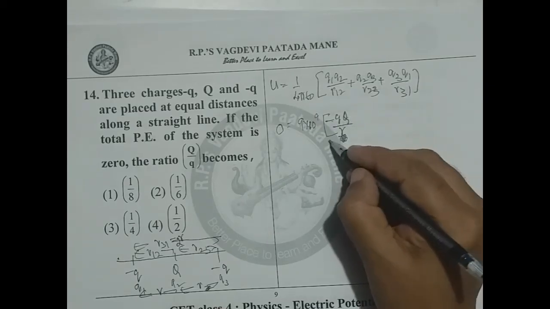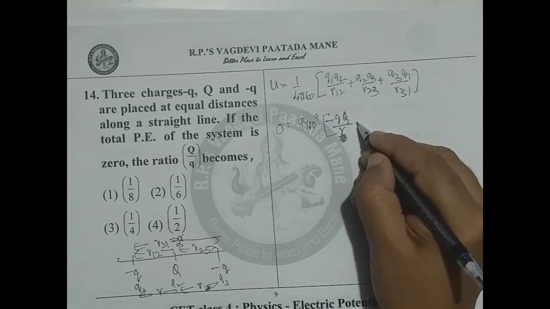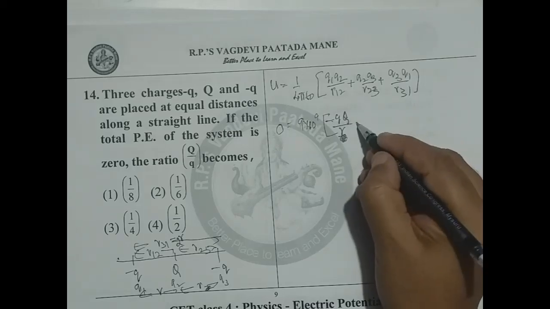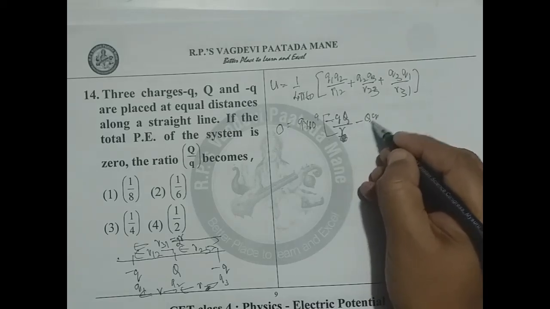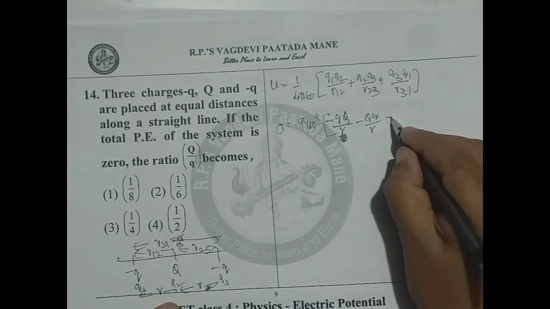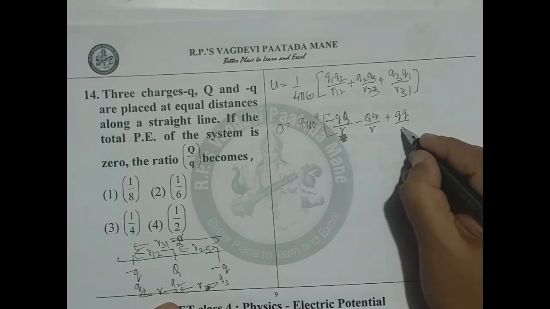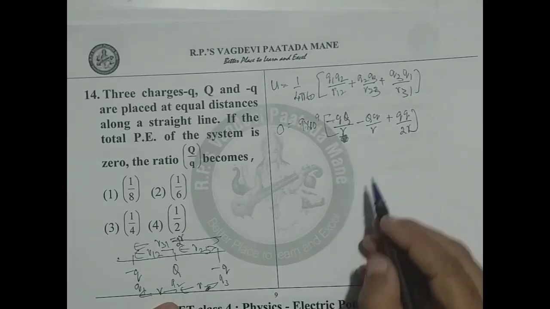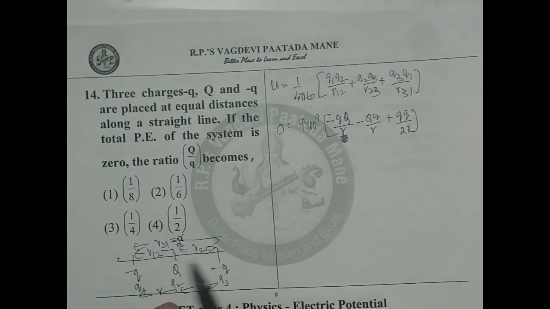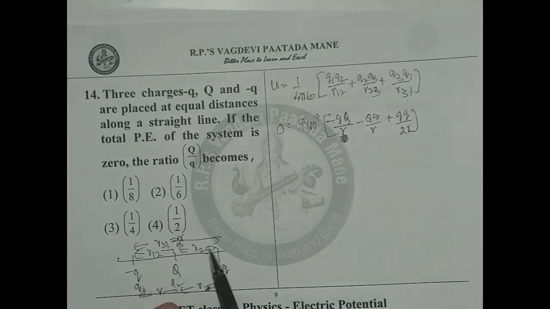Say minus QQ by R, R12 is R. Now Q2 Q3, minus again QQ by R23, which is also R, plus Q3 Q1, minus into minus, plus Q into Q divided by R31, which is 2R. We can take total R distance as R between minus Q and then we can do R by 2. That's what I started, but that's not required. You can do it this way: take total distance as 2R, and the distance between minus Q and plus capital Q is R, and this is also R as I showed.